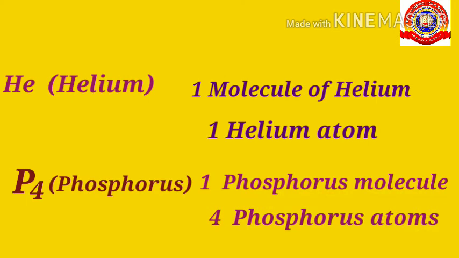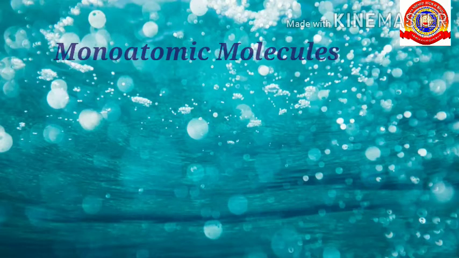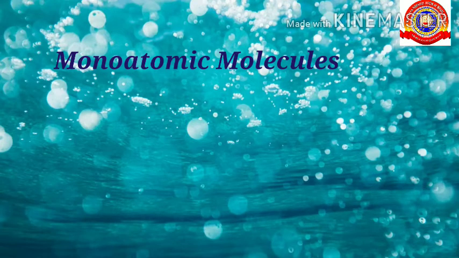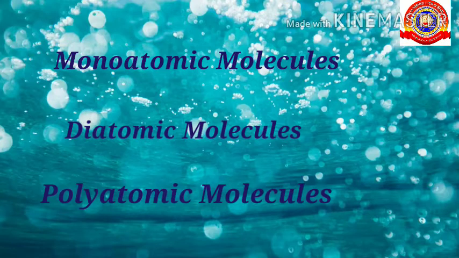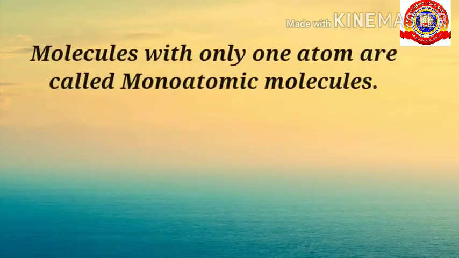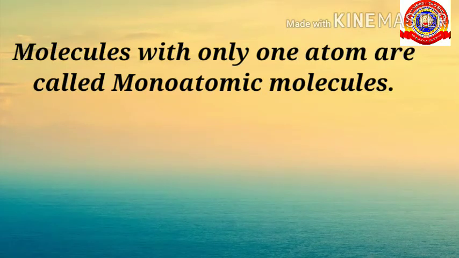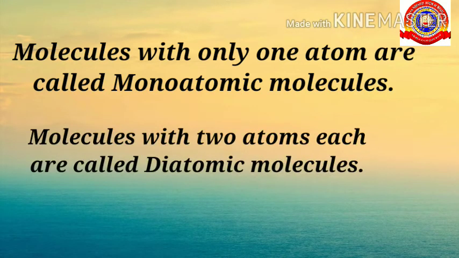According to the atoms present, we can classify molecules into 3: monoatomic molecules, diatomic molecules, and polyatomic molecules. Molecules with only one atom are called monoatomic molecules. Helium, neon, etc. are the examples. Molecules with 2 atoms each are called diatomic molecules. Examples: hydrogen, oxygen, chlorine, etc.